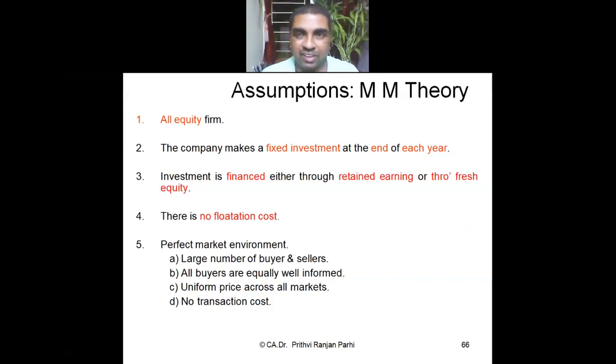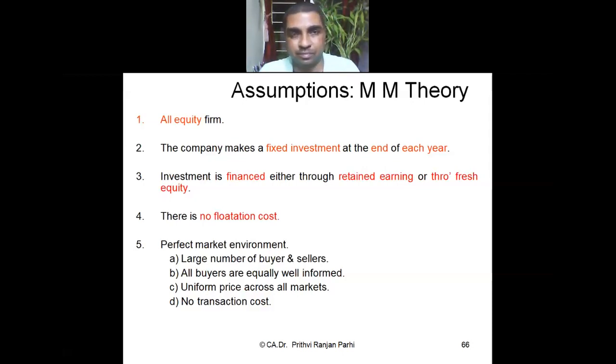Modigliani and Miller have taken some assumptions. Please read out these assumptions one by one. All equity firm. That means there is no debt. The entire money has to be financed through equity. Second point.